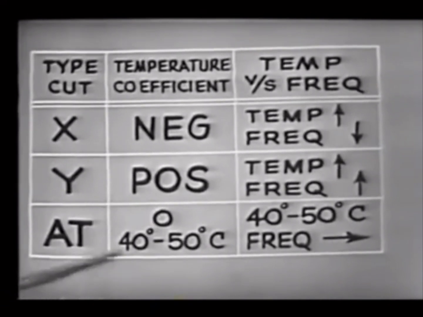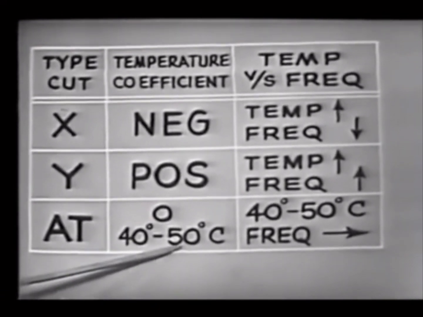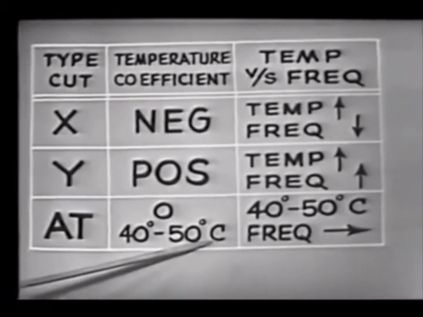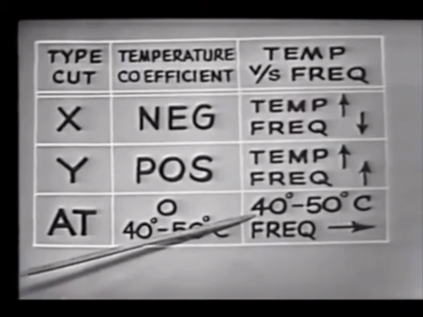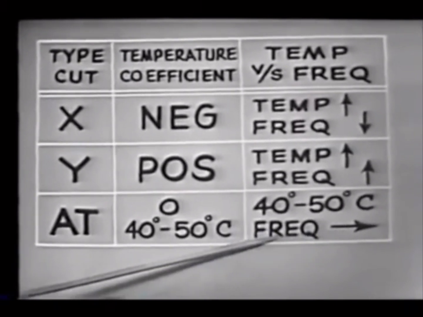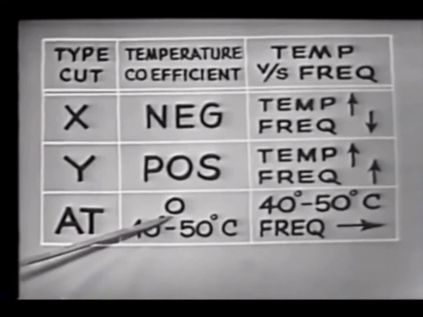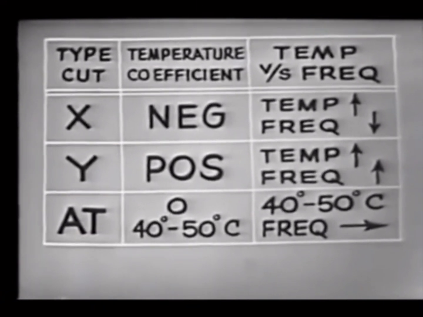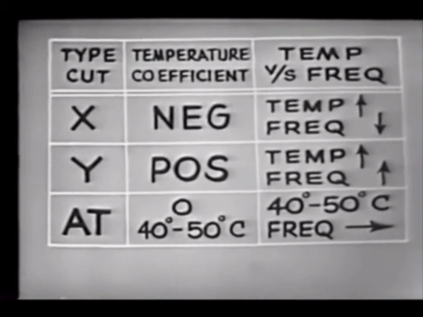That is to say, as long as the temperature ranges between 40 to 50 degrees centigrade. Remember, as long as the temperature is within this range, the frequency of oscillation will remain the same. Then the AT-cut has a 0 temperature coefficient. Now, at this time, you should complete the chart in item 7 of your TVI guide.